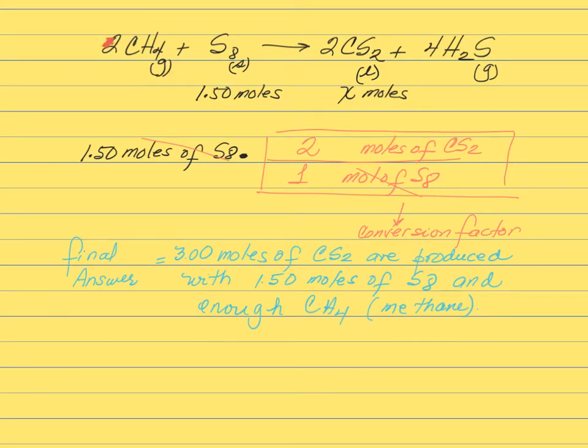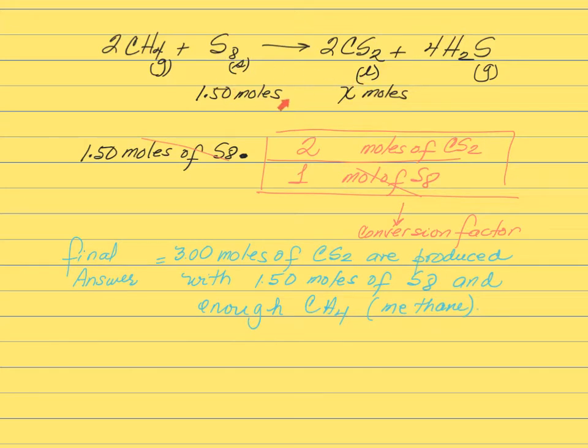Okay, by the way, this is methane reacting with sulfur just to produce carbon disulfide and dihydrogen monosulfide. Okay, why dihydrogen monosulfide? Because it's in the gaseous state. Okay, this is not an acid. So they want you to look for the amount of carbon disulfide that is going to be produced when only 1.5 mole of sulfur are used.